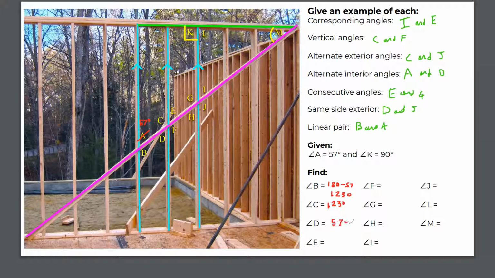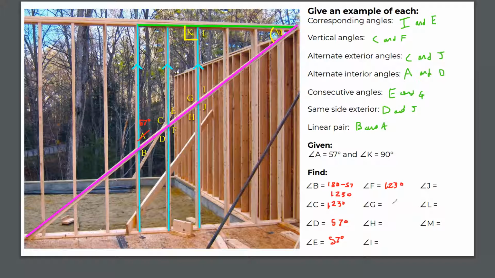57, right? E is corresponding to A, as we established before, right? So that means it's also 57 degrees. F is a linear pair, so that one is 123 degrees. Do you see what's going on? Most all of these are either 57 or 123, really fast, right?